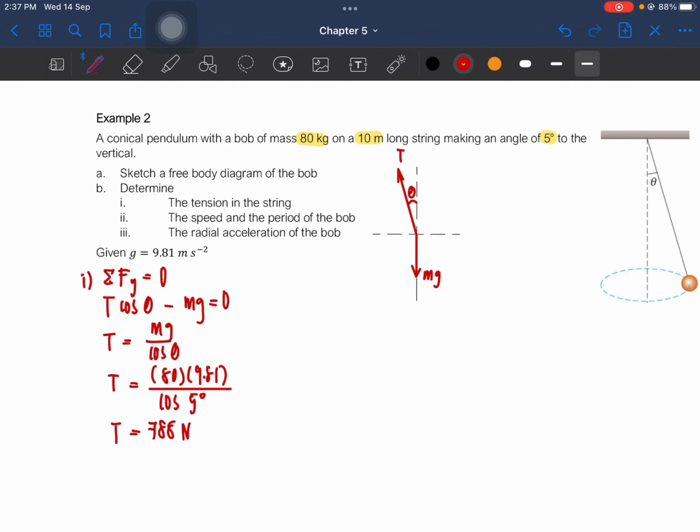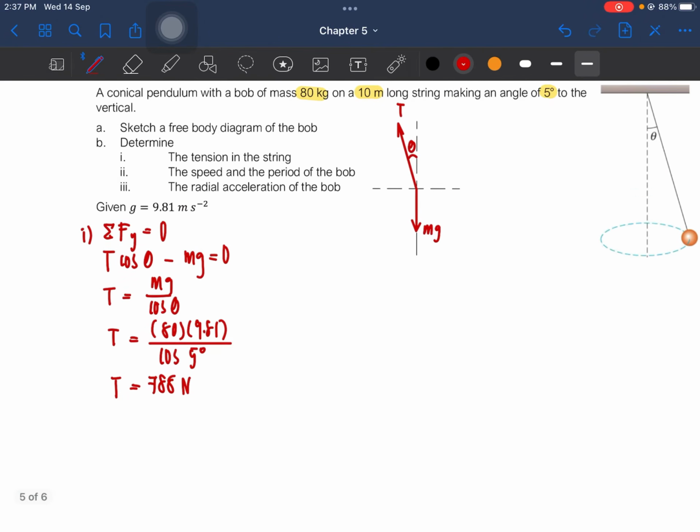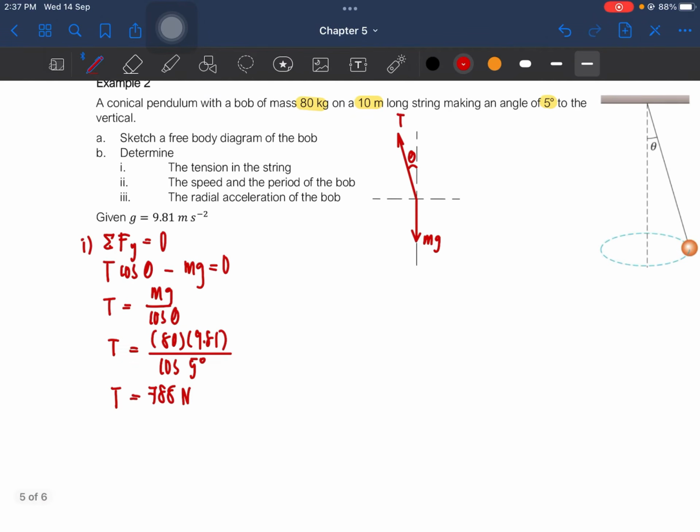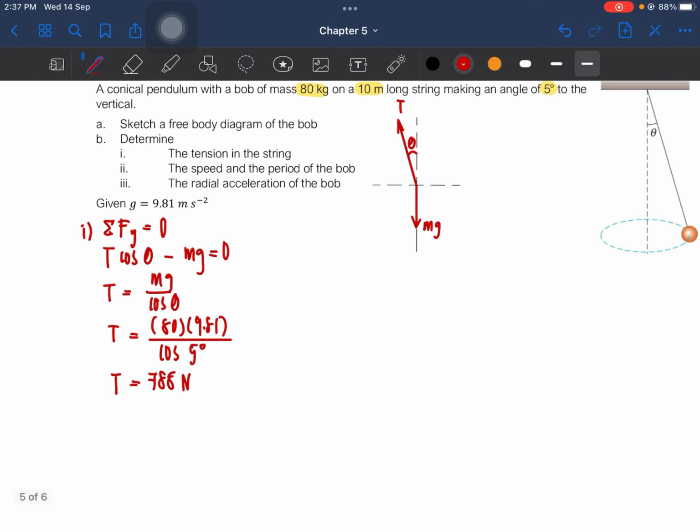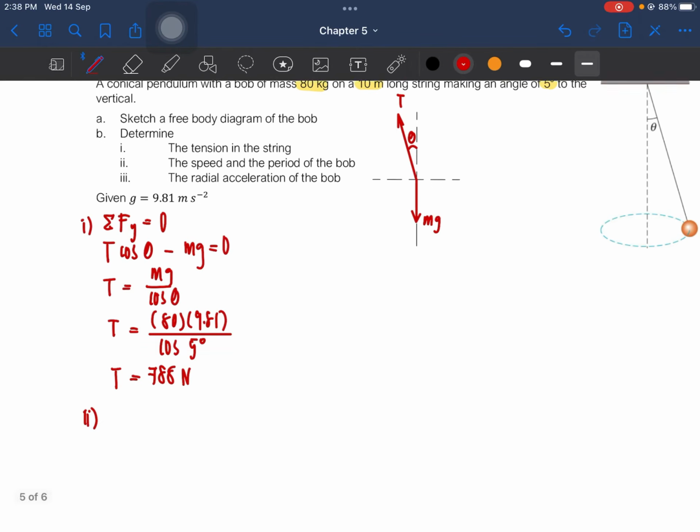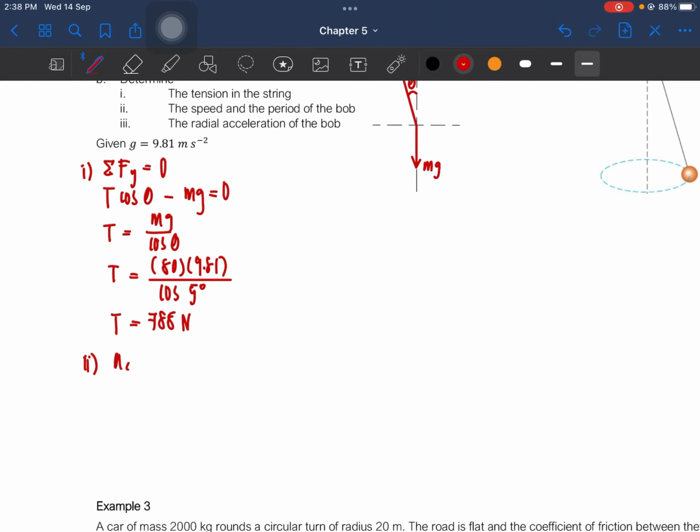Okay, next we have to calculate the speed and the period of the bob. So for the speed, tulis di bawah lah. The speed of the bob, we can relate the speed with acceleration lah. Remember, radial acceleration is equal to v square over r.